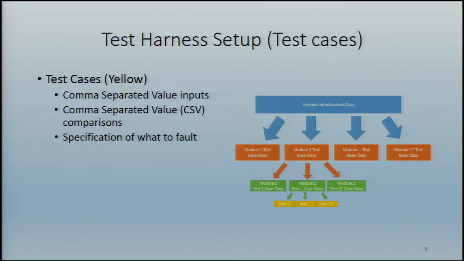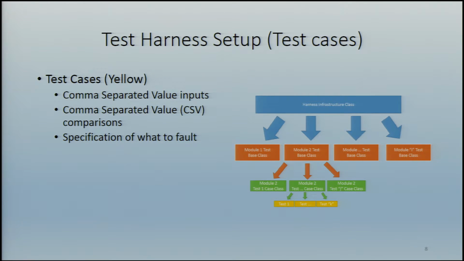Then off of that, we get to the specific test setup. Each one now has a specific test that gets called from the individual case class. We have set it up so it's a comma-separated value set of inputs, so that you don't have to recompile. You can continually just update the CSV file that is loaded from the initial harness infrastructure and go on with that.